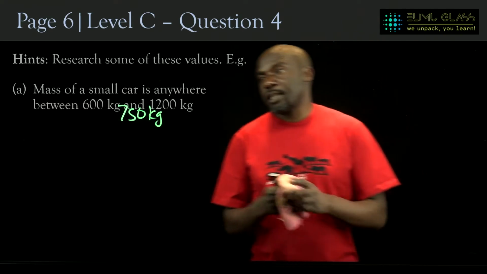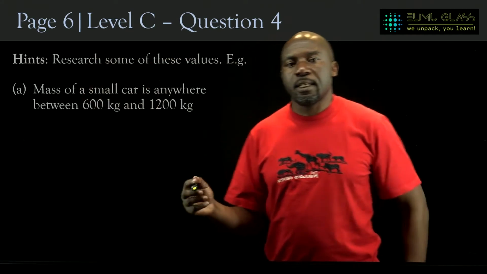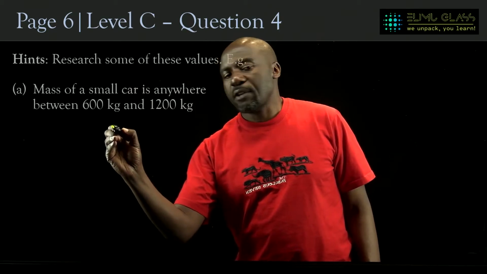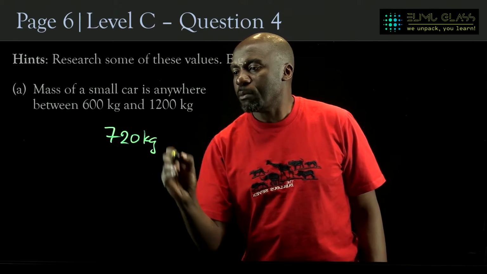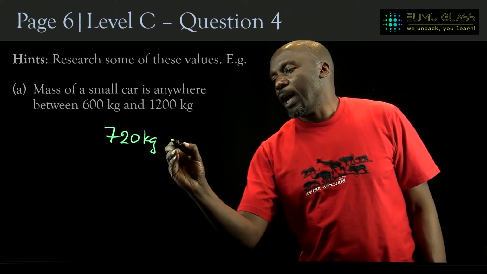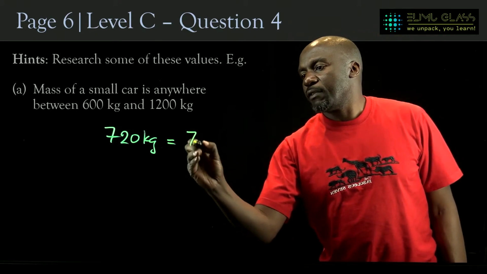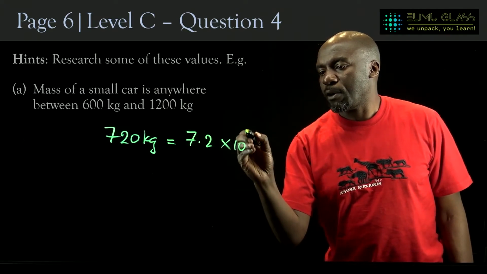So let's say the mass of a car is 720 kilograms. How do we express this number in orders of magnitude? Well, the first thing is to express this in scientific notation. It becomes 7.2 multiplied by 10 to the power of 2.